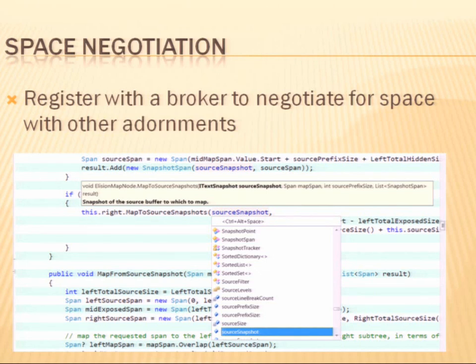Here's a picture showing some IntelliSense going on. There's a completion list and some parameter help. And this is an example where you have multiple adornments competing for surface space. They don't need to move the text, but they don't want to be on top of each other. So they can talk to a broker which will allow them to negotiate for available space without having to know about each other. And others can play in that game as well.